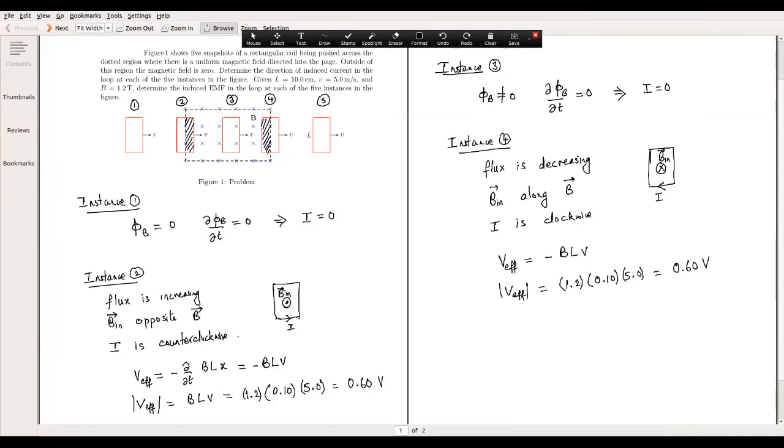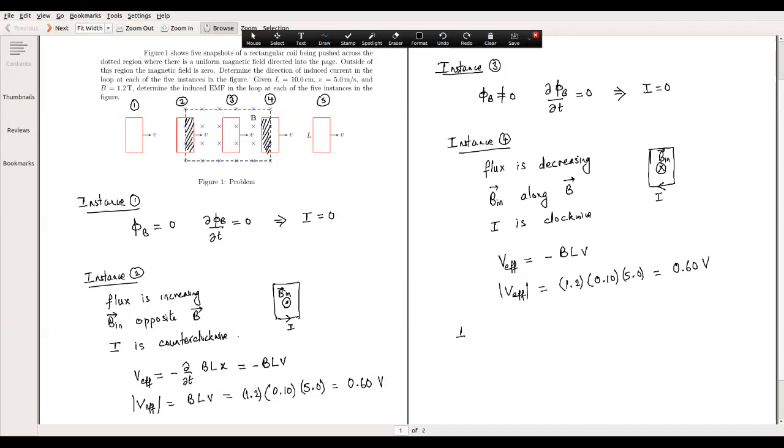Again, the system is trying to oppose whatever we try to do. Trying to get out of the magnetic field, it will actually pull it back. So we will really feel a drag when we are trying to pull it out. The system will try to pull it in. While we are pushing it in, it will try to push it outward.